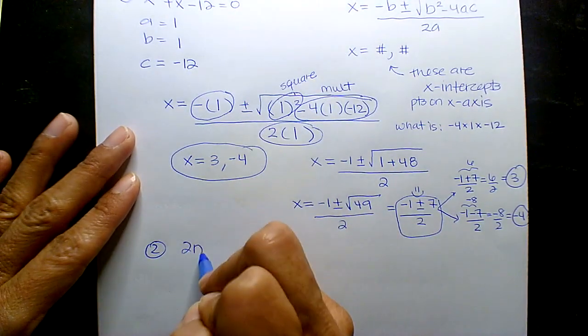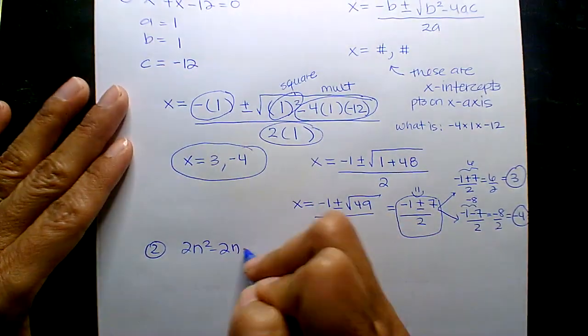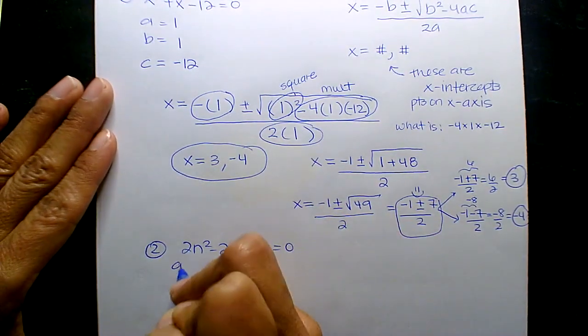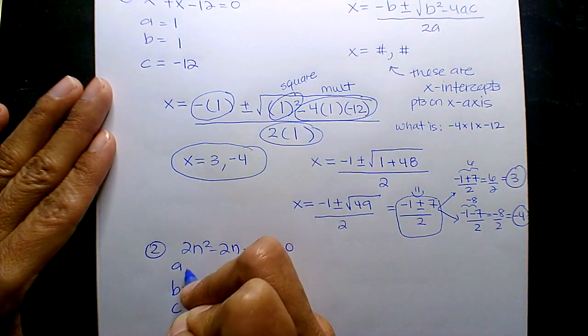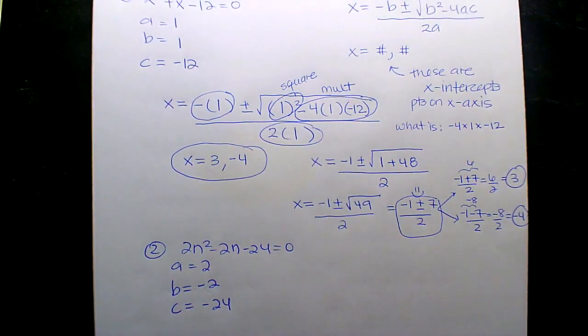What's the second one? 2n squared minus 2n minus 24. Now get out of the way. So a, b, c: 2, negative 2, negative 24. Here, I'll get out of the way.